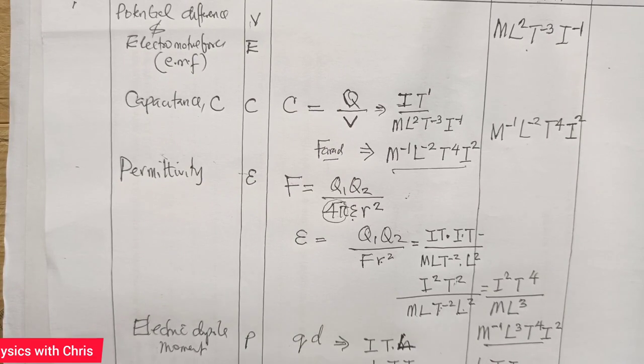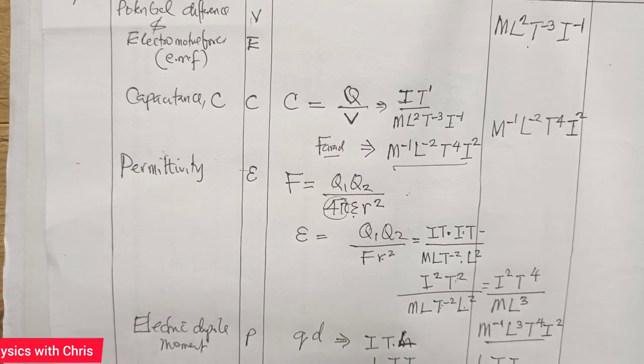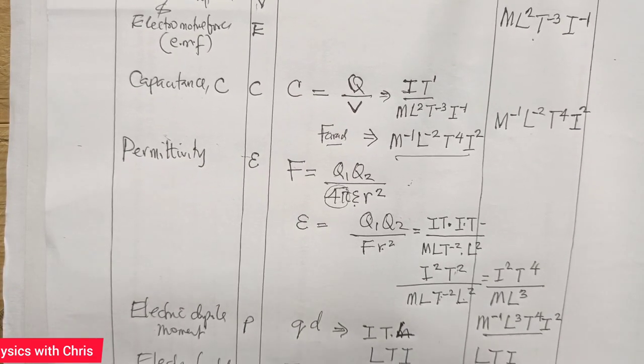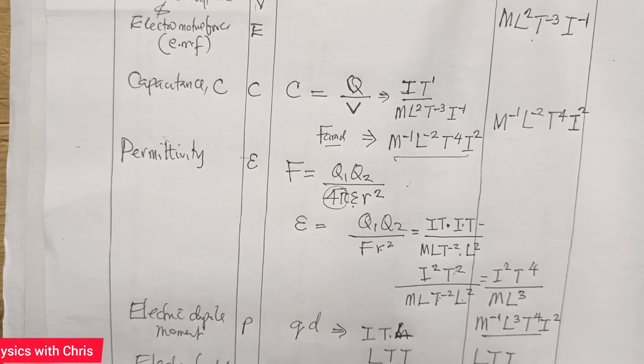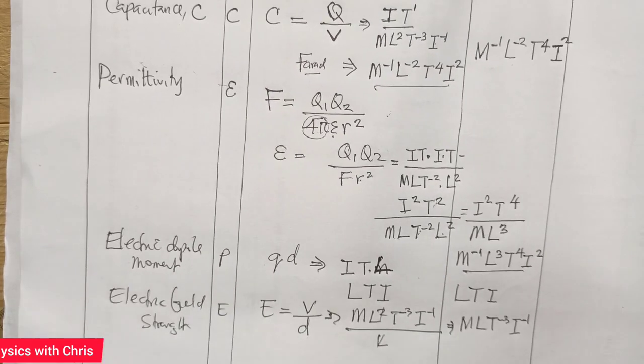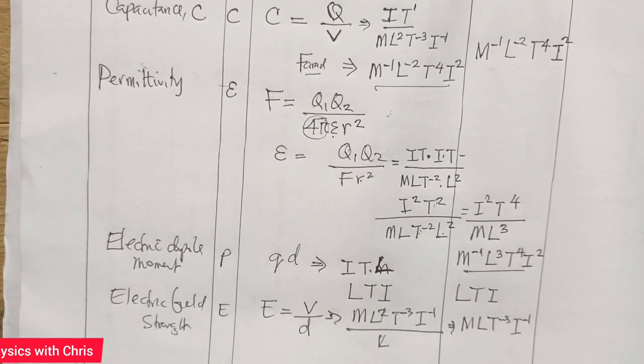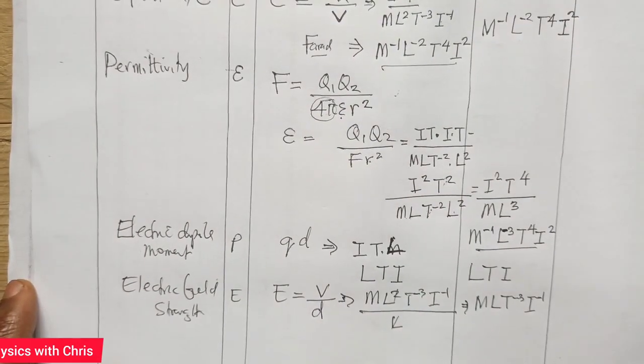The dimension of distance is L. So that will give me the dimension of electric field strength as M. This L will cancel out this. That gives me M L T minus 3 A raised to power minus 1. That's the dimension of electric field strength or intensity. So that's the dimension.